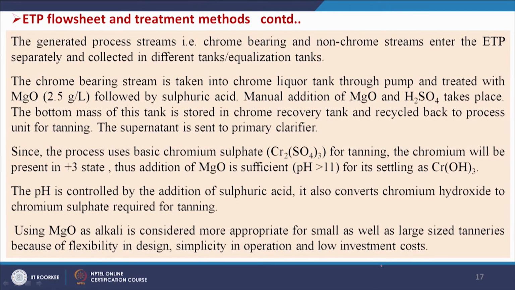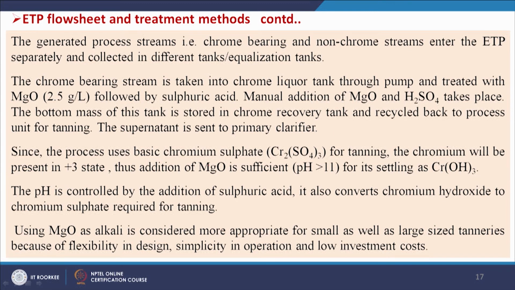The generated process streams, that is chrome-bearing and non-chrome streams, enter the ETP separately and are collected in different tanks, the equalization tanks that we have discussed, and the chrome-bearing stream is taken into the chrome liquor tank through a pump and treated with MgO followed by sulfuric acid. Manual addition of MgO and H2SO4 takes place. The bottom mass of this tank is stored in the chrome recovery tank and recycled back to the process unit for tanning. The supernatant is sent to the primary clarifier.